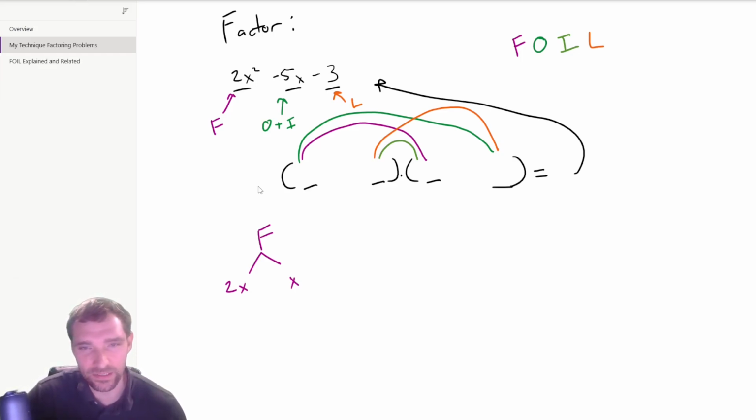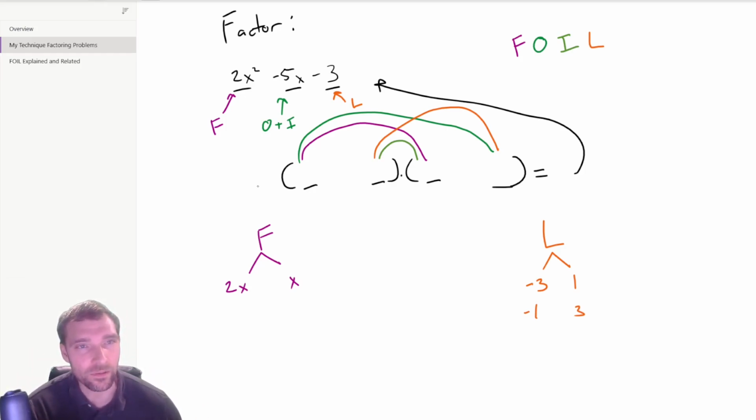So you can see that we've got these two things that are being multiplied. That gives us the first. And so that means there's a 2x in either the first parentheses or the second parentheses, as the first term. So then we've also got this last, which I know is two numbers that are going to be multiplied to give me negative 3. So I'm thinking that's going to be a negative 3 and 1, or a negative 1 and 3. So it's going to be some combination of these two.